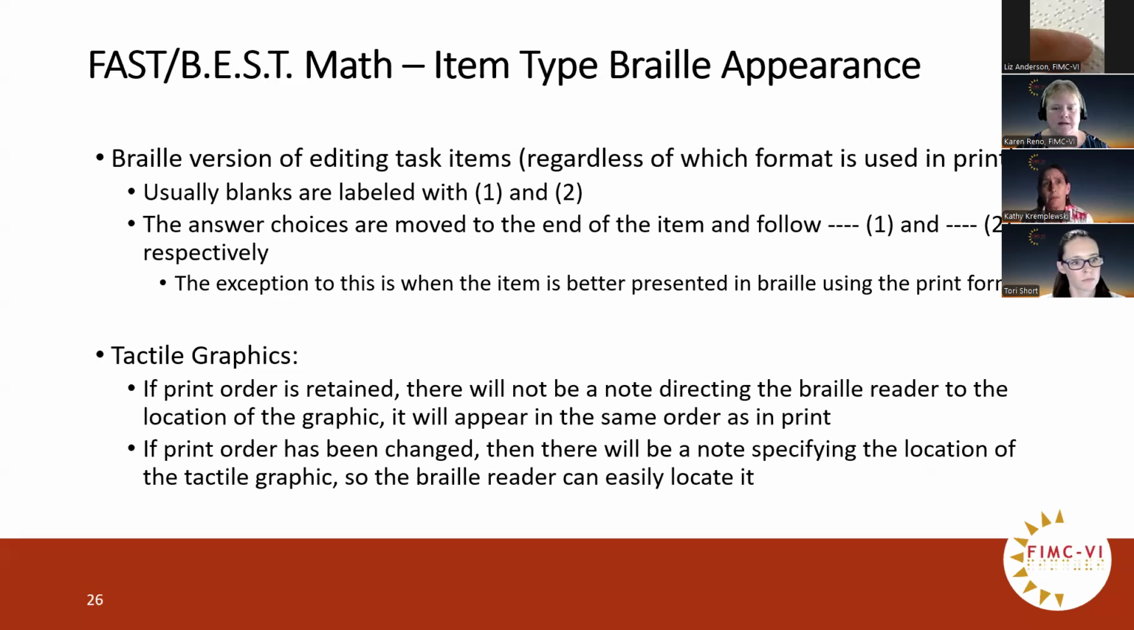So sometimes, if in the print you've got a little paragraph, you have a tactile graphic, and then you have the question and the answer choices. If in braille it lays out better to have the little paragraph and then the question and answers, and on the next page the tactile graphic, it'll note that the tactile graphic's been moved to the next page.